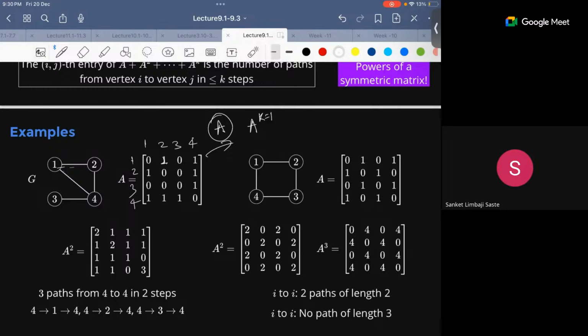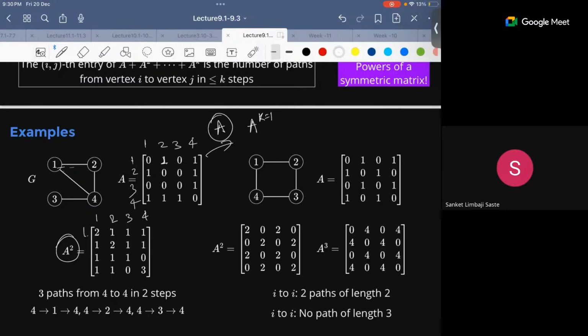Okay, for example, it is a square. A square is this. That means you can go from 1 to 1 in two steps. How many paths? Two paths, right? The number of paths is 2. Similarly, you can go from 1 to 2 or 1 to 3 with two hops.